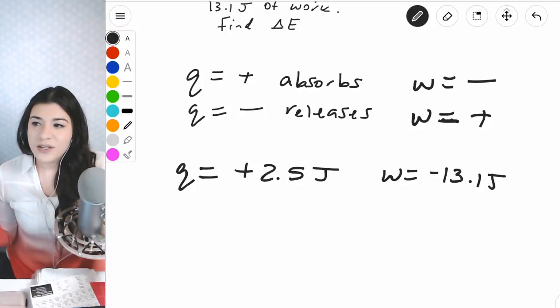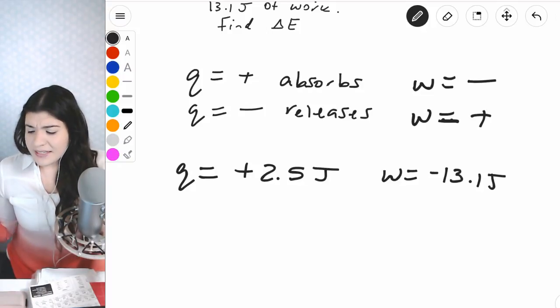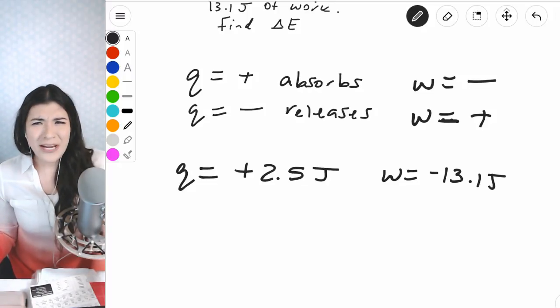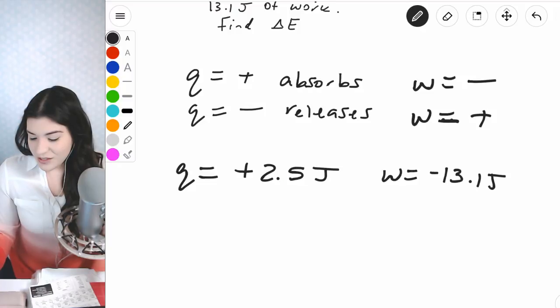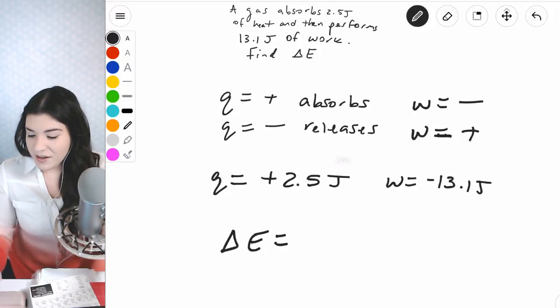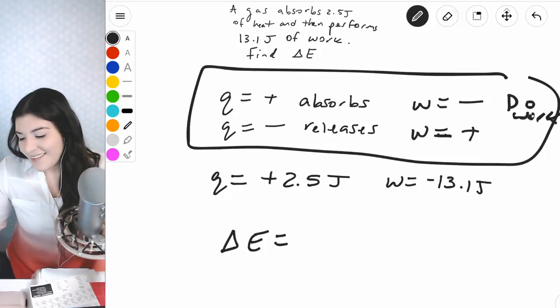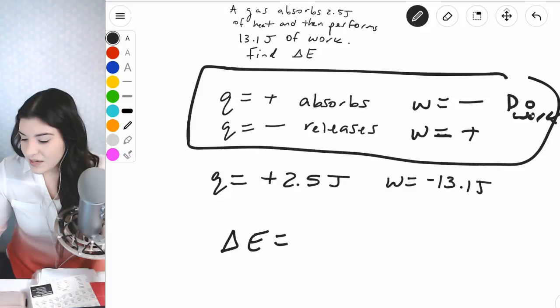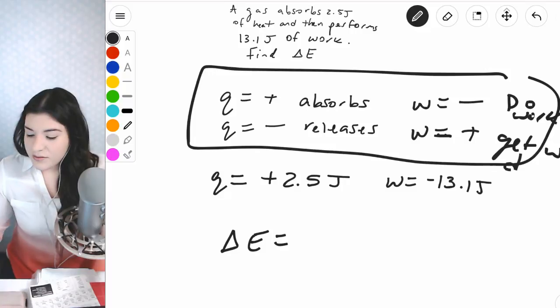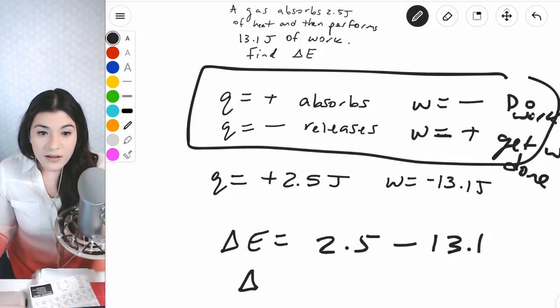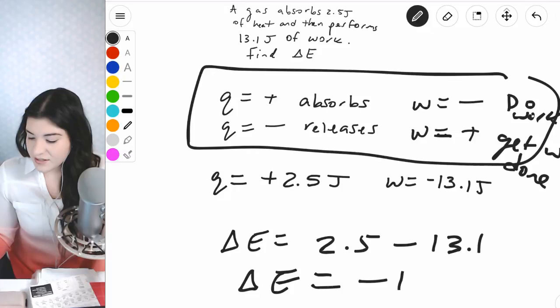The main thing to focus on is, is it positive, is it negative? I think that's maybe the main question there, right? It's kind of difficult to figure out, but that's what I really want you to think of: whenever you have to do work, it's negative, even though it shouldn't be. And whenever you get work done, that's positive. Then, like I said, all you would do is add these two together, or really technically subtract in this case, and we would have gotten negative 10.6 joules.